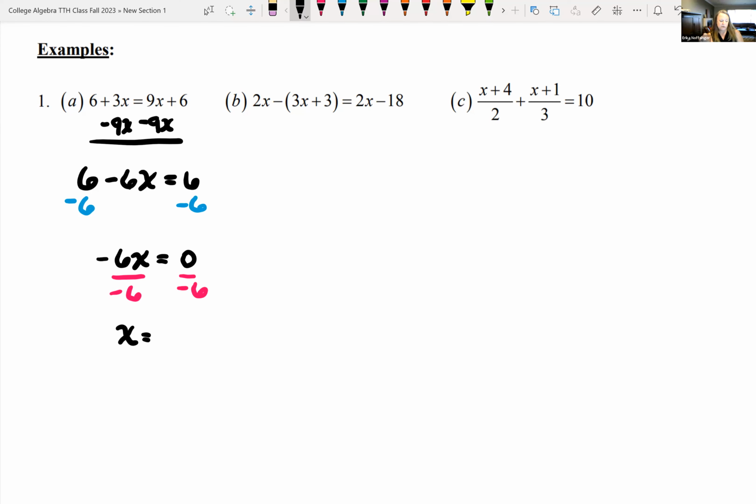So 0 over negative 6. So you're kind of thinking to yourself, division: negative 6 times what gives us back 0? Well, negative 6 times 0 gives us back 0. So we get that x is equal to 0.